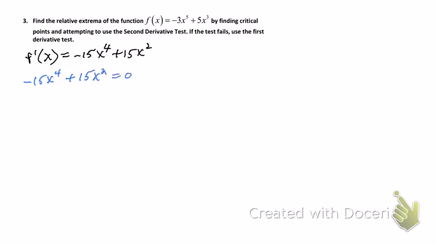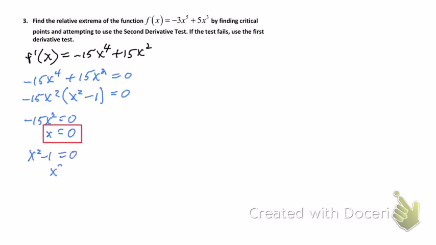I've got some things I can factor out here, so I'm going to pull out a negative 15x squared. And then I've got two factors that multiply together to give me 0. I can set each one of those to 0 and solve for the critical numbers. All right, so my critical numbers are 0, -1, +1.